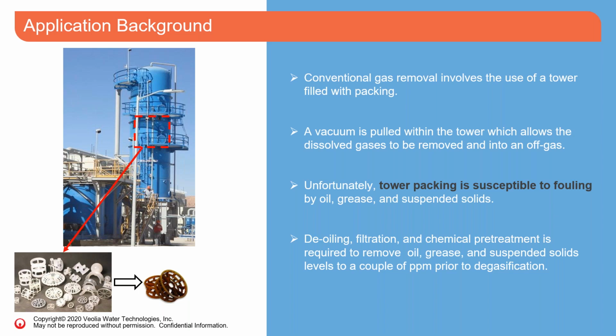This works great for clean streams, but if the water is contaminated and contains suspended solids or oils or grease, like what you would find in produced water or flowback water, then the packing that you see at the bottom gets quickly coated with oils and solids, which then becomes an operational nightmare. Usually, there's pretreatment equipment that's put upstream to remove the oils and the solids and any scale formers prior to being sent to the degasification.